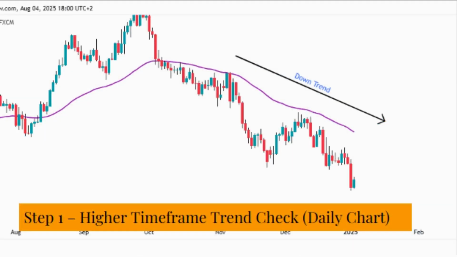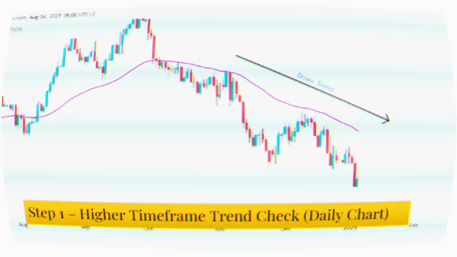Now let's flip it for sell setups. Step 1. Higher time frame trend check, daily chart. Price must be below the 50 EMA on the daily. This confirms a bearish trend.